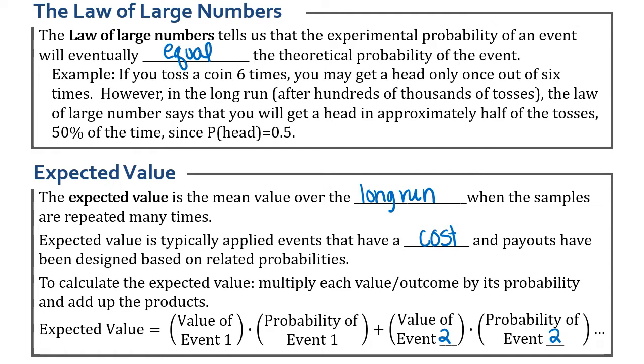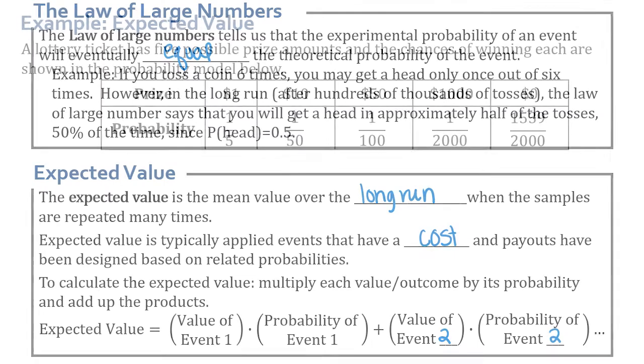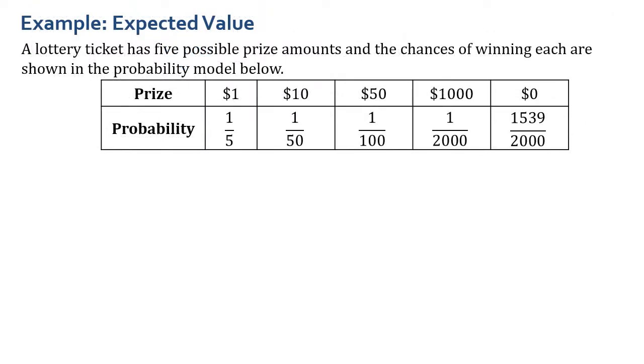Let's actually use this. So let's look through this. Let's say we have a lottery ticket that has 5 possible prize amounts, and the chances of winning each are shown in this probability model below. So this is called a probability distribution table. I'm going to write that out. Probability distribution table. So the prize would be you'd win $1, and the probability that you'd win that $1 is 1/5.